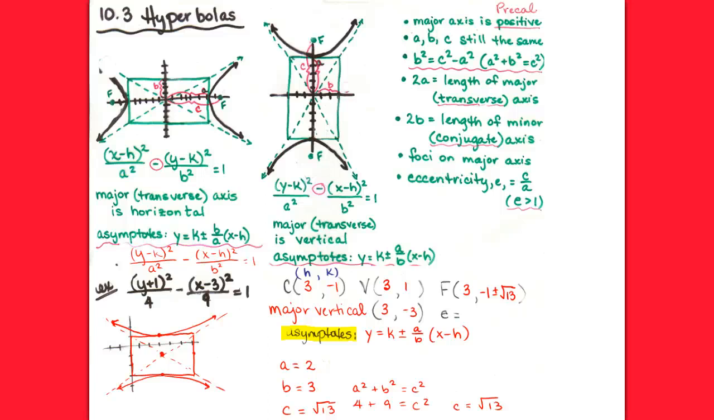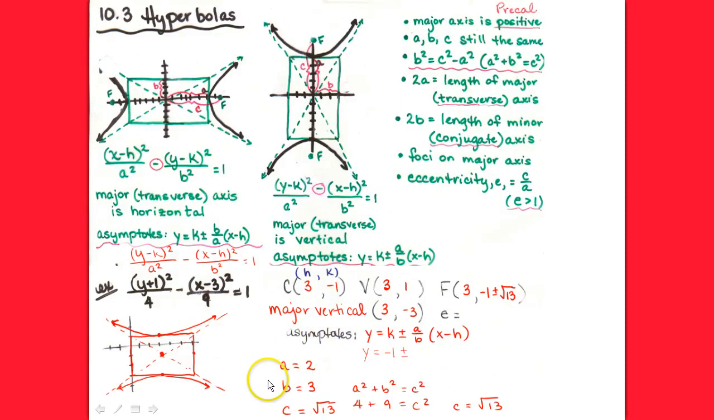Now, even if I use the diagonals of the rectangle to create my asymptotes, they're usually going to require that I give the equation of the asymptote as well. So remember, when your major axis is vertical, the equation is y equals k plus or minus a over b times x minus h. So let's put that in one piece at a time. What was k? Negative 1, right. There it is right there. What was a? 2. What was b? 3.